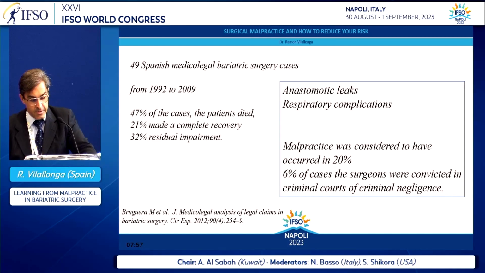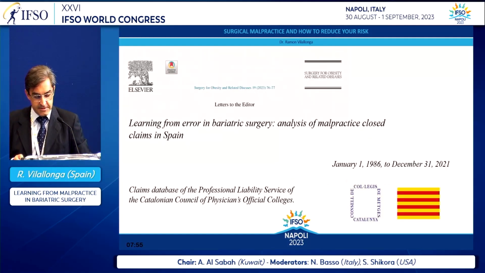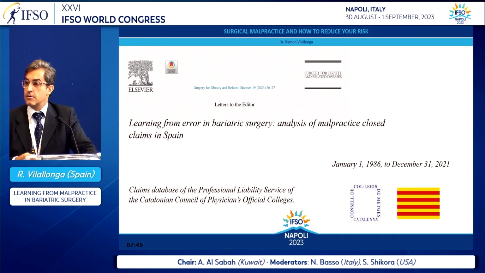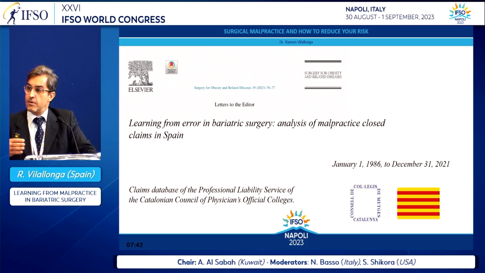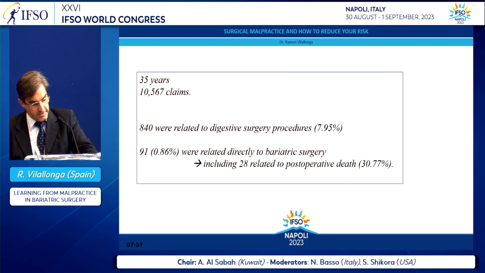And this is something to be related. At that time, there were no accredited centers. And more recently, we reviewed the database, and we did it again with the database from all the colleges of doctors from the four areas that make up the autonomy of Catalonia. In 35 years, there have been more than 10,000 claims. 840 were related to digestive procedures, and 0.86% were related directly to bariatric bypass, including 28 related to postoperative death.